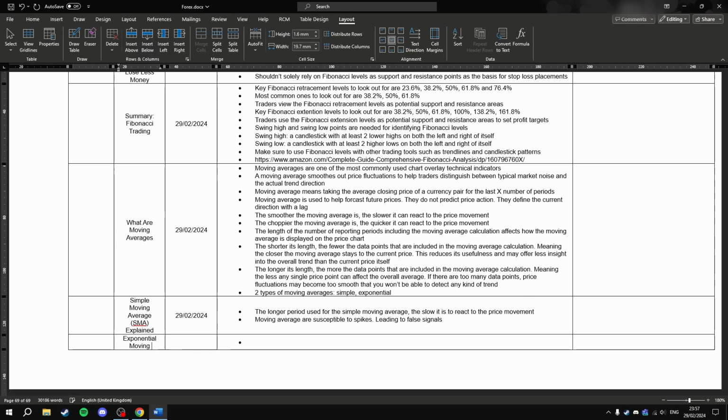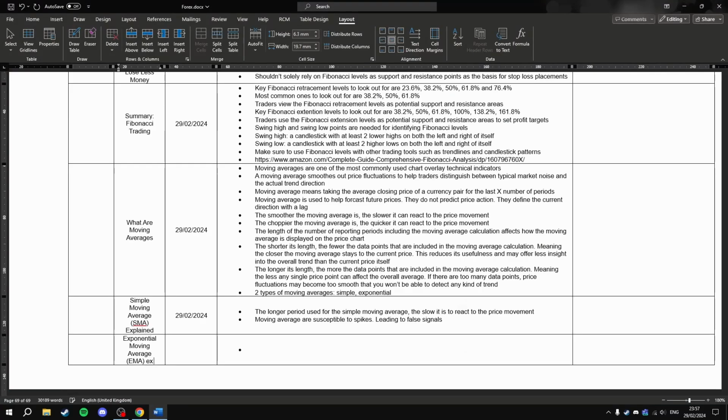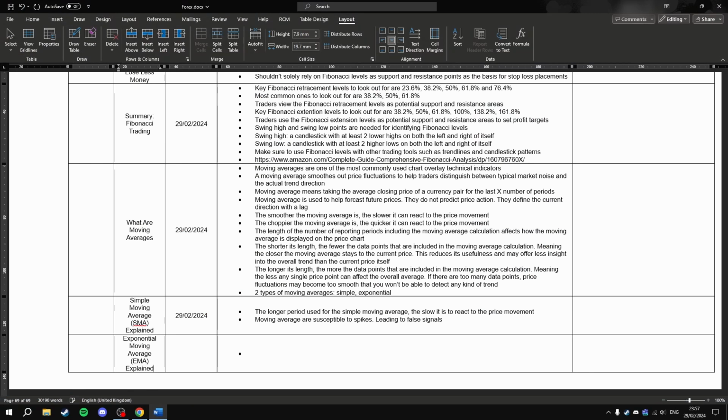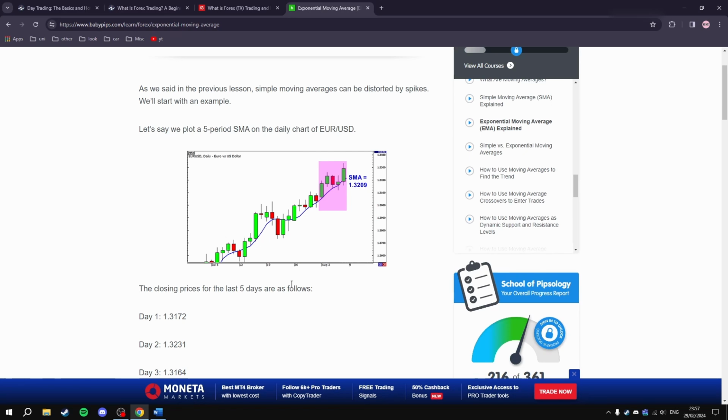Exponential moving average, EMA explained. As we said in the previous lesson, simple moving averages can be distorted by spikes. We'll start with an example.